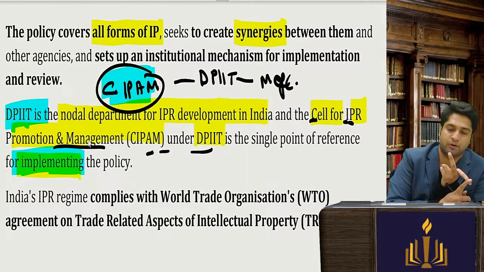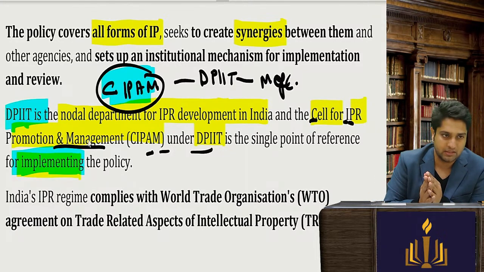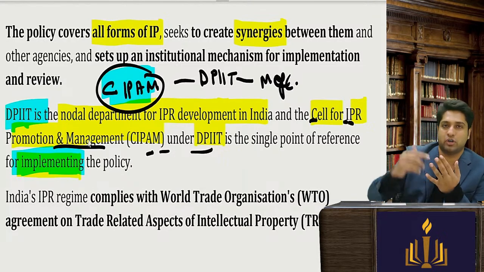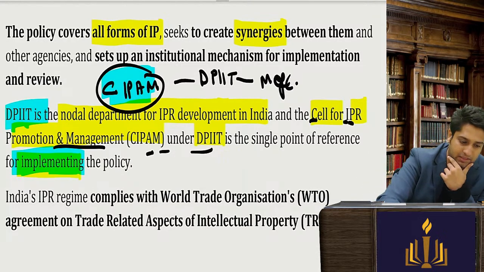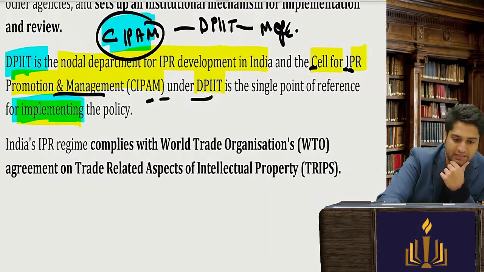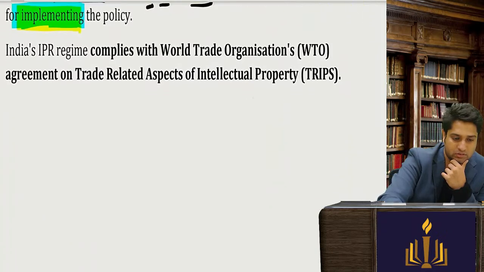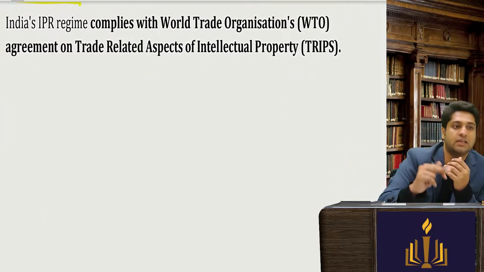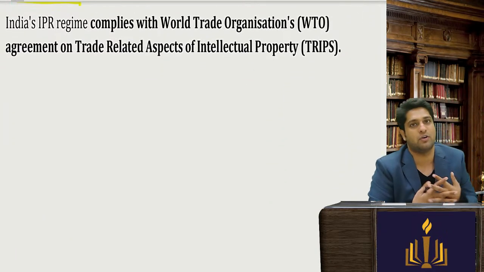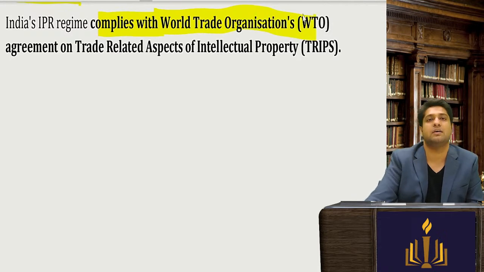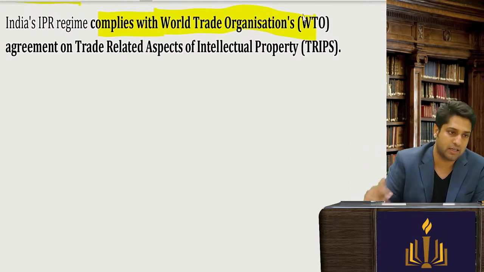So we saw, when did the policy come into play? 2016. It covers all forms of IP. Then we saw the hierarchy, under which department it comes. The DPIIT and the CIPM is the single organization that is required to implement the policy. Now again, the Indian policy will obviously be compliant with the WTO agreements and TRIPS.